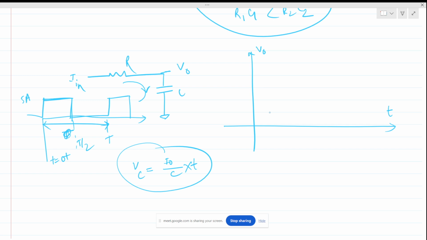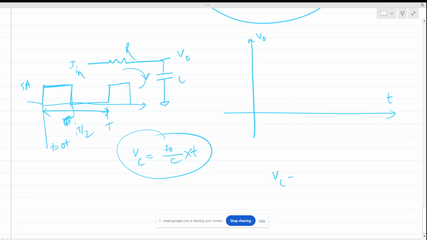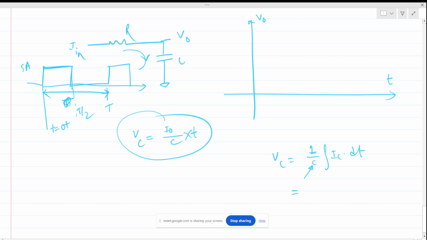We know that the voltage across a capacitor is nothing but 1 over C integration of I C dt, right? And we are considering this capacitor is independent of time. Now if this is constant, it will be out of the integration, and the integration of dt is nothing but t. So now if time increases, the voltage across the capacitor will also increase.